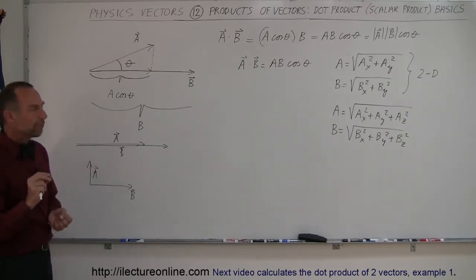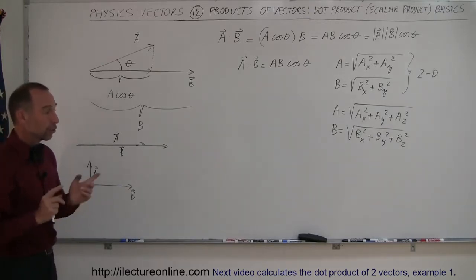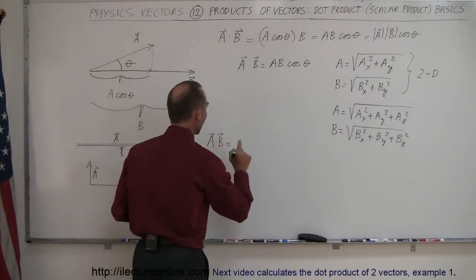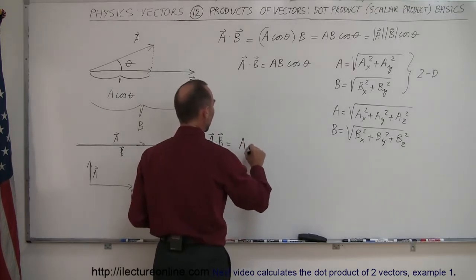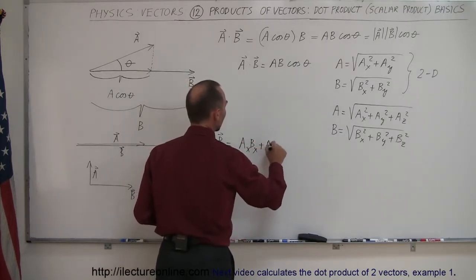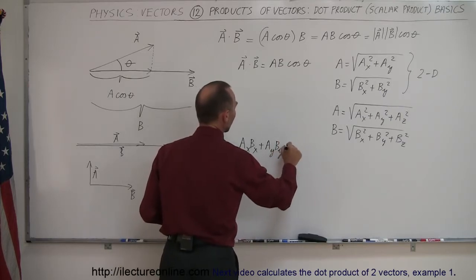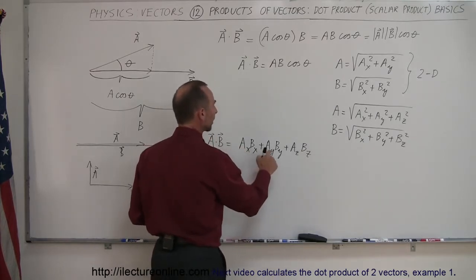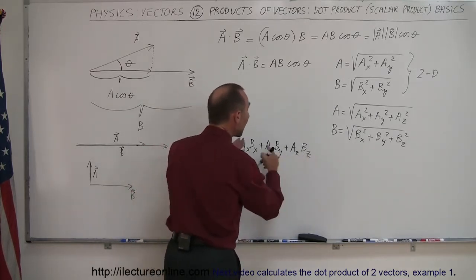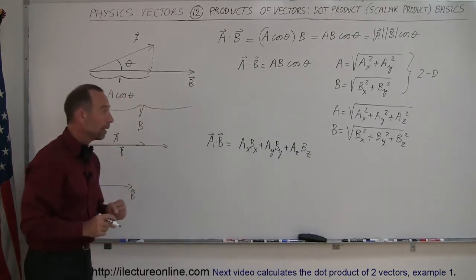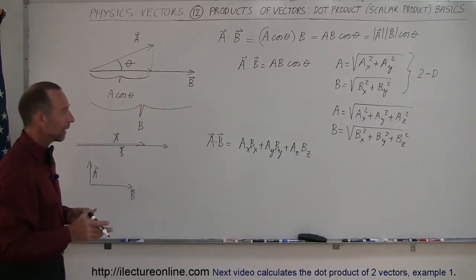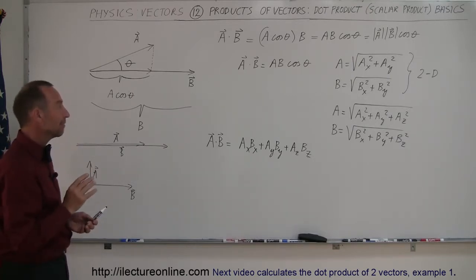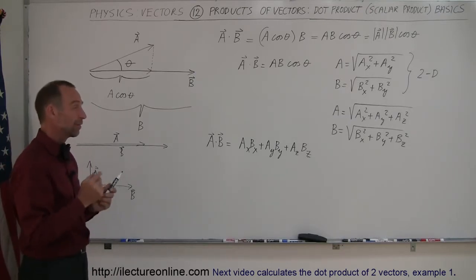There's one more way in which we can find the dot product of two vectors. It turns out that A dot B can also be found as the product of the x components plus the product of the y components plus the product of the z components. So notice it's ax times bx, plus ay times by, plus az times bz. These are the components, not the vectors. And also keep in mind that if they're pointing in a negative direction, you do have to take into account the negative.